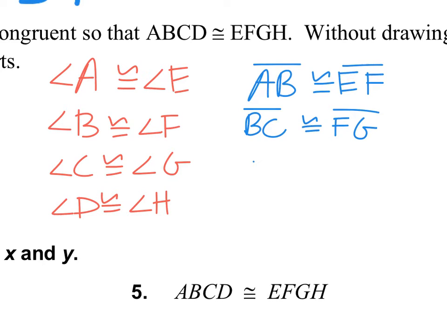Joe, what do you think about CD? What's that congruent to? FG. Wait. FE. Go in the same order. CD were the last 2 letters, so which ones do they have to be with the other one? GH. There you go.